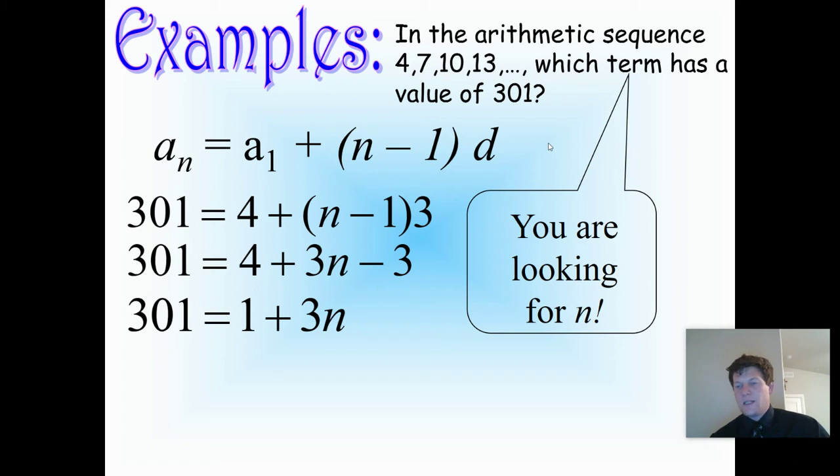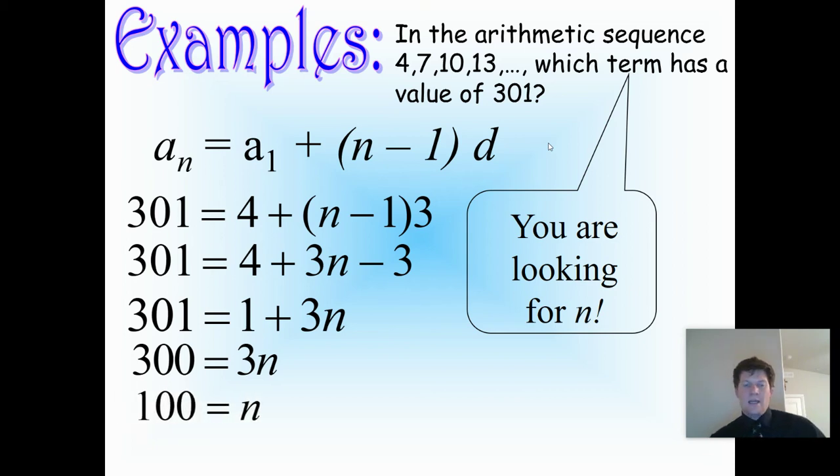Two more steps to get that n all alone. Let's get rid of that plus 1 by subtracting it on both sides. 301 minus 1 makes 300. Last step, we got to get rid of that times 3. Get rid of times by doing the opposite, by dividing. Divide both sides by 3. I get n is equal to 100. So it turns out that in this sequence, if I write out 100 numbers following the same pattern, I would get 301.